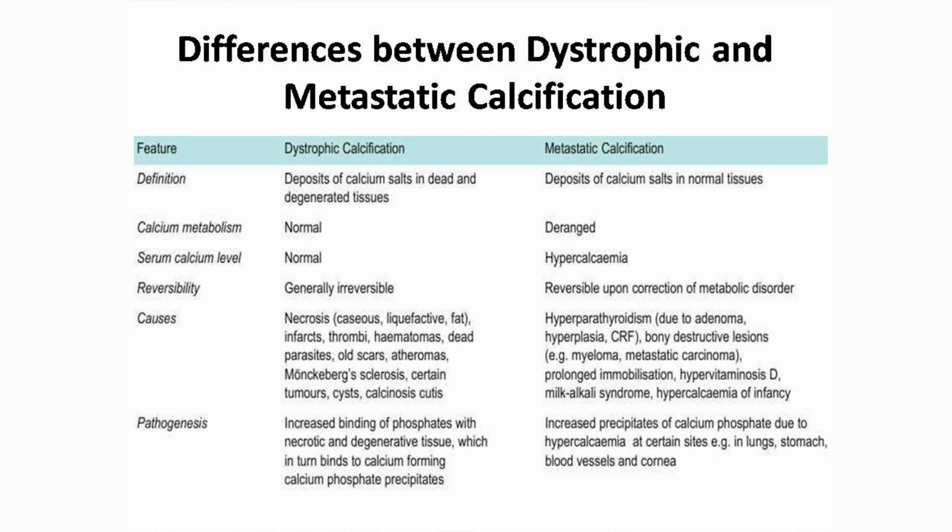And causes of dystrophic calcification, as I have said before, are necrosis, that is caseous necrosis, liquefactive necrosis and fat necrosis, infarcts, thrombi, hematomas and so on, whereas the causes for metastatic calcification are hyperparathyroidism, bony destructive lesions, prolonged immobilization and so on.